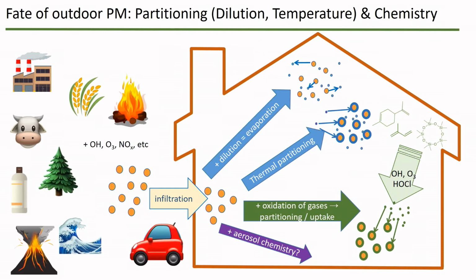So here's my summary slide. We have lots of different sources of outdoor particulate matter. We have primary sources, we have secondary sources, we have natural and anthropogenic. Those undergo infiltration and then can go through this array of different chemistry, partitioning chemistry, and actual reactions, and change forms, composition, and size. There are open questions about aerosol chemistry and whether that can actually occur in-house.